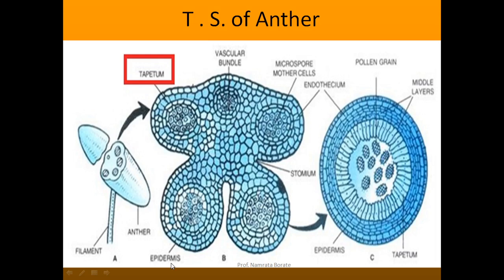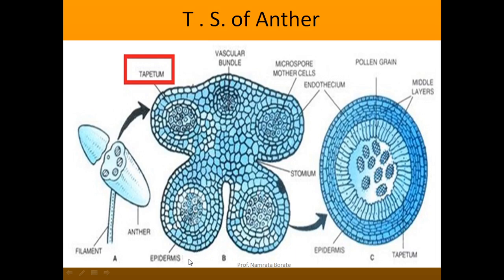So you can see there are four anther wall layers: epidermis, second endothecium, third the middle layer, next one the tapetum, and the innermost one is the sporogenous tissue, which develops the pollen grain or the microspore. The first one is the epidermis. This epidermis is the outermost layer.